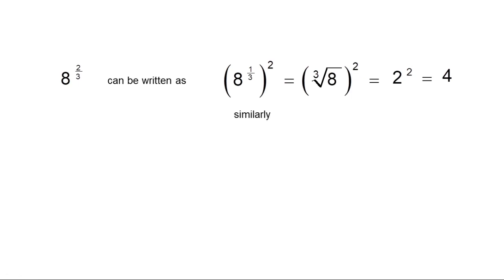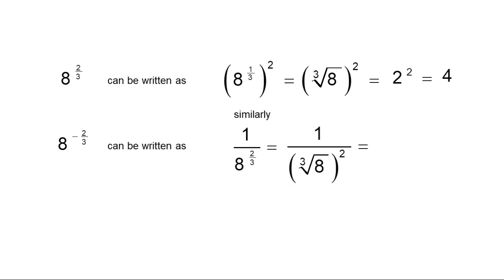This will give us an idea that similarly, 8 to the power of negative 2 over 3 will be 1 over 8 to the power of 2 over 3. Okay? Now, it will become 1 over cube root of 8 squared. And cube root of 8 is 2. 2 to the power of 2 is 4. So, it will become 1 over 4.